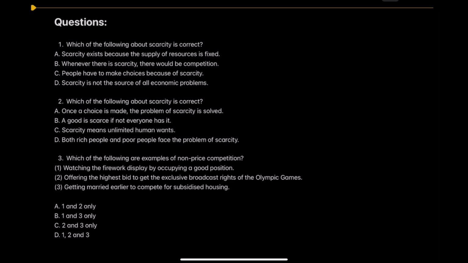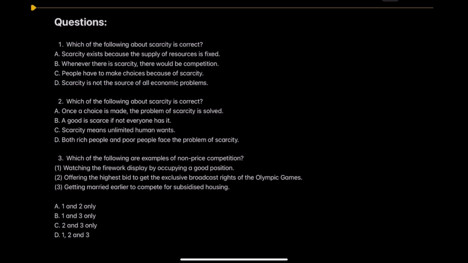All right, so let's take a look at these 3 MC questions. Question 1, which of the following about scarcity is correct? So A, scarcity exists because the supply of resources is fixed. Now, not necessarily, so this would be incorrect, because the definition of scarcity, if you're able to recall, is a situation where the resources that are currently available are unable to satisfy all of our human wants. Even if a resource has a fixed quantity, as long as it's able to satisfy all of the current human wants, then it would not be scarce.